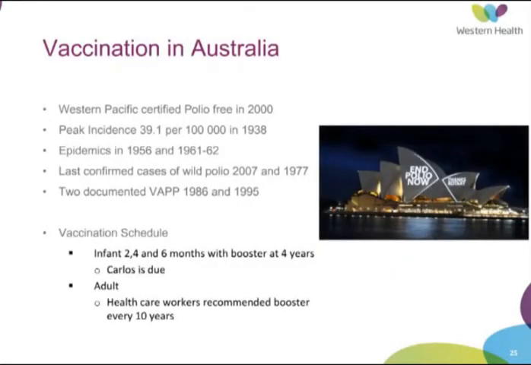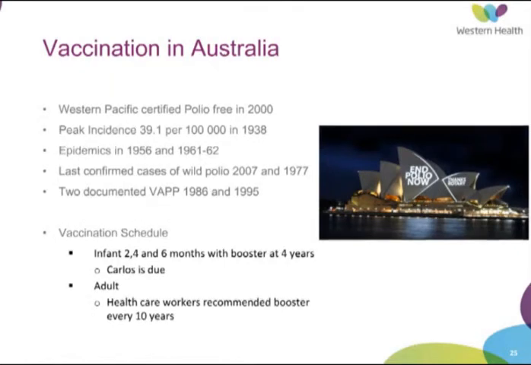So polio in Australia: the Western Pacific region was certified polio-free in 2000. The peak incidence was in 1938, where we had 39.1 cases per 100,000 population. We had significant epidemics in 1956 and 1961. The last confirmed cases of wild polio were in 2007 and 1977, and these were both imported cases from Turkey and Pakistan. And we've had two cases of vaccine-associated paralytic polio in 1986 and 1995. This is when we then changed to the inactivated poliovirus, the injection. So this is not something we see these days.